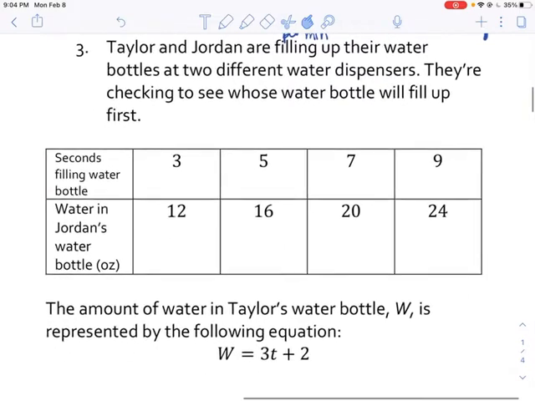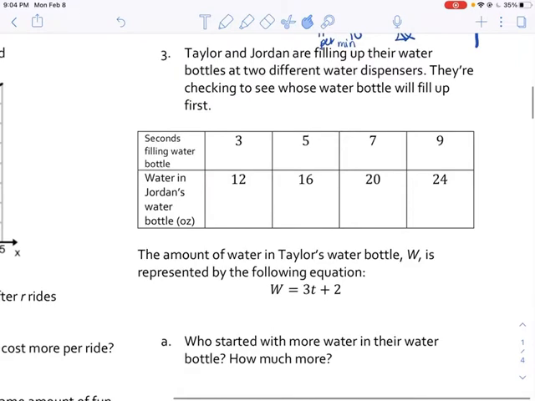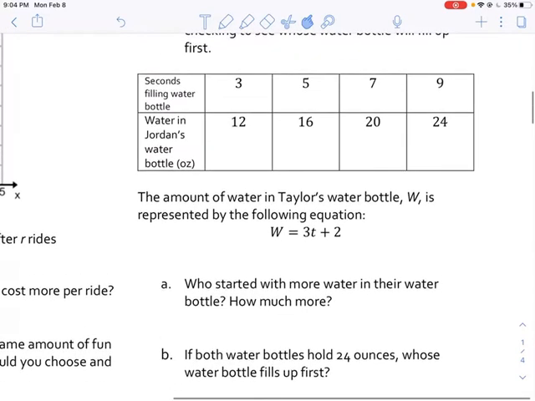Taylor and Jordan are filling up their water bottles at 2 different water dispensers. They're checking to see whose water bottle will fill up first. So our first question is, who started out with more water in their water bottle?